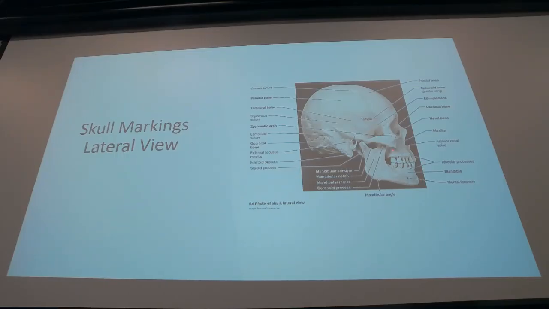In this maxilla, something that you can see as well is the alveolar processes and the anterior nasal spine. If you touch the lower part of our nose, that's the anterior nasal spine.